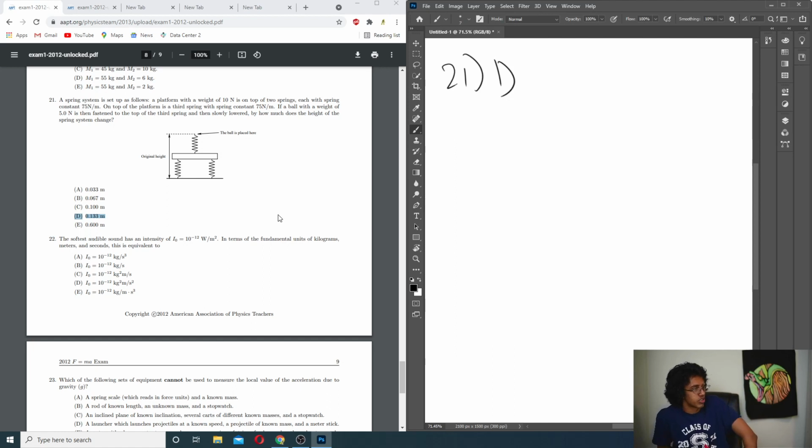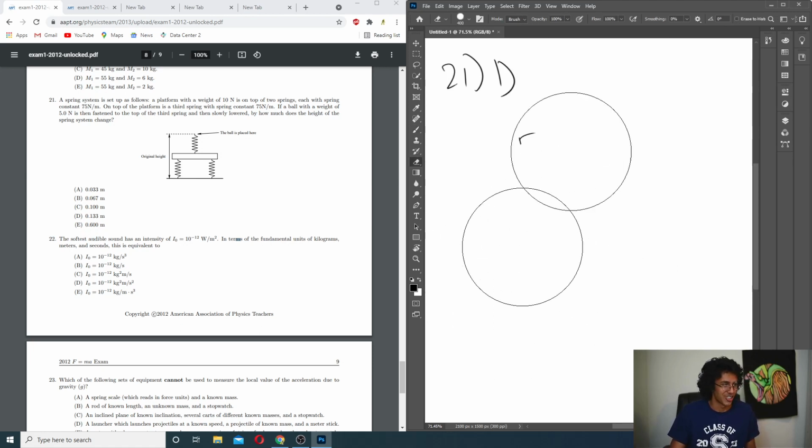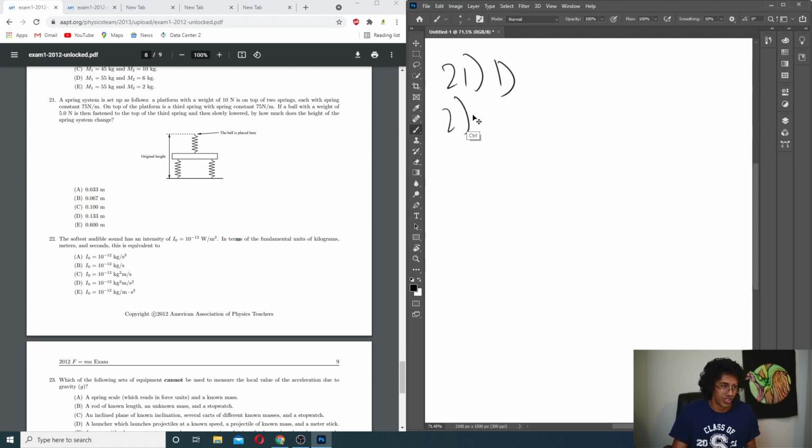The softest audible sound has an intensity of that in terms of fundamental units of kilograms. Oh, come on, dude, what? Alright, so a watt is like force times velocity, right? So essentially that would be kilograms meters per second squared, times meters per second over meters squared. This stuff cancels out, and you're left with kg per second cubed. Very nice. So 8. I like how 21 was kind of troll, and then you got 22, which is okay. 21 was pretty good, but 22, what the heck was that?